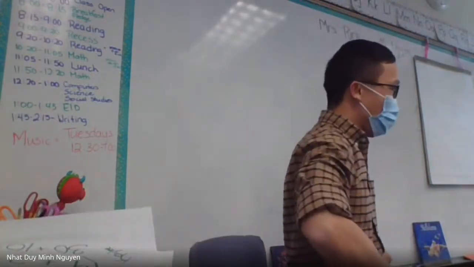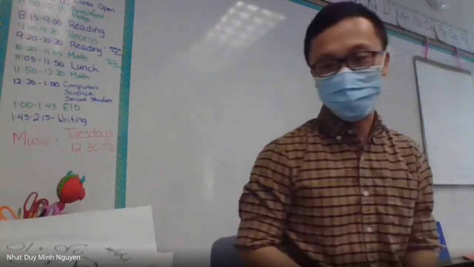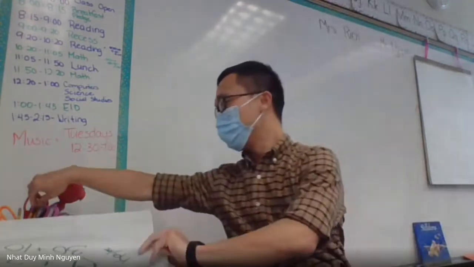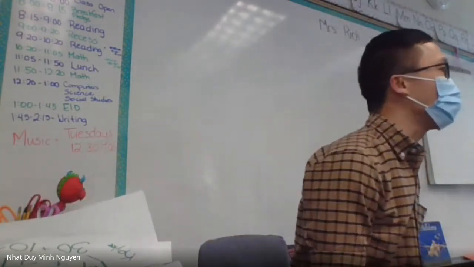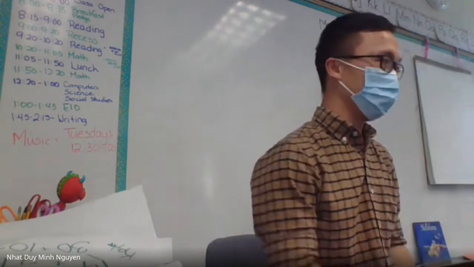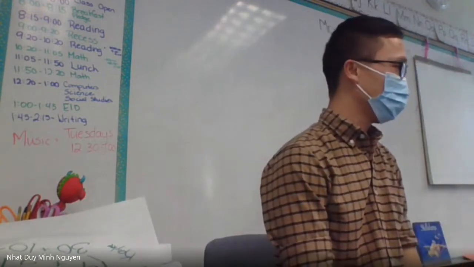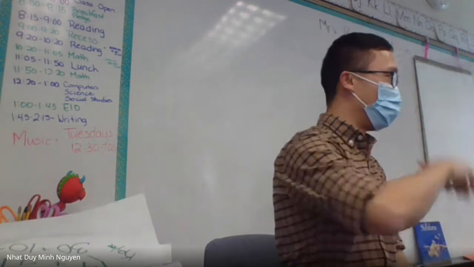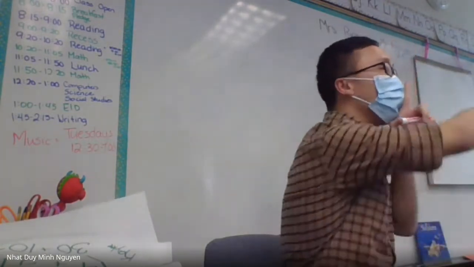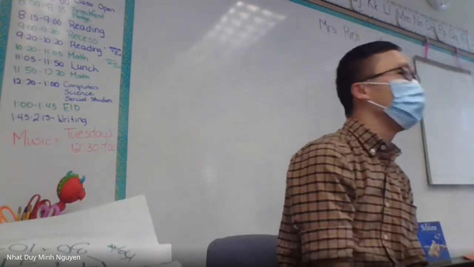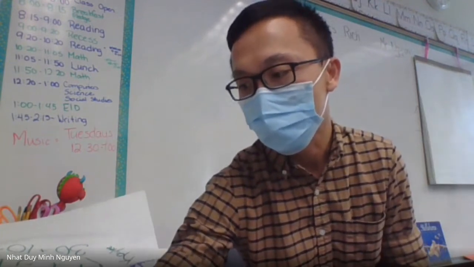Yesterday we talked about word problems, right? So when we have a word problem, what should we do first? Before we read it, what should we look for? The numbers. Circle the numbers. Yes, we circle the numbers. So I have 12 and 8.